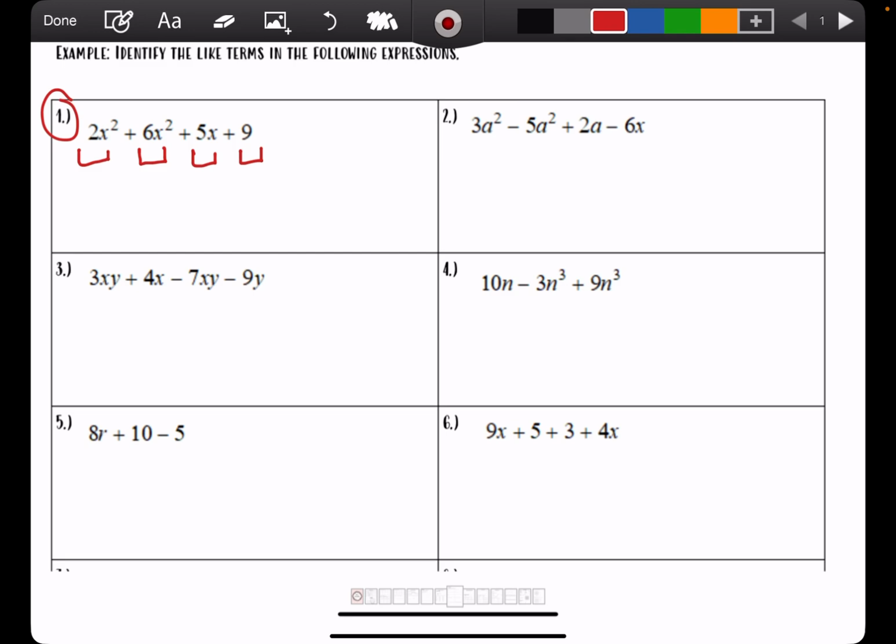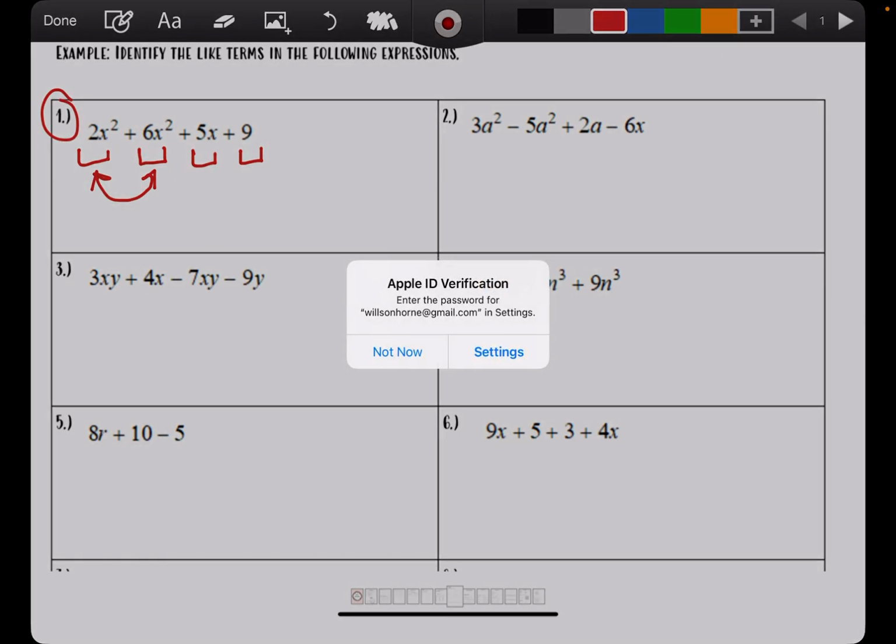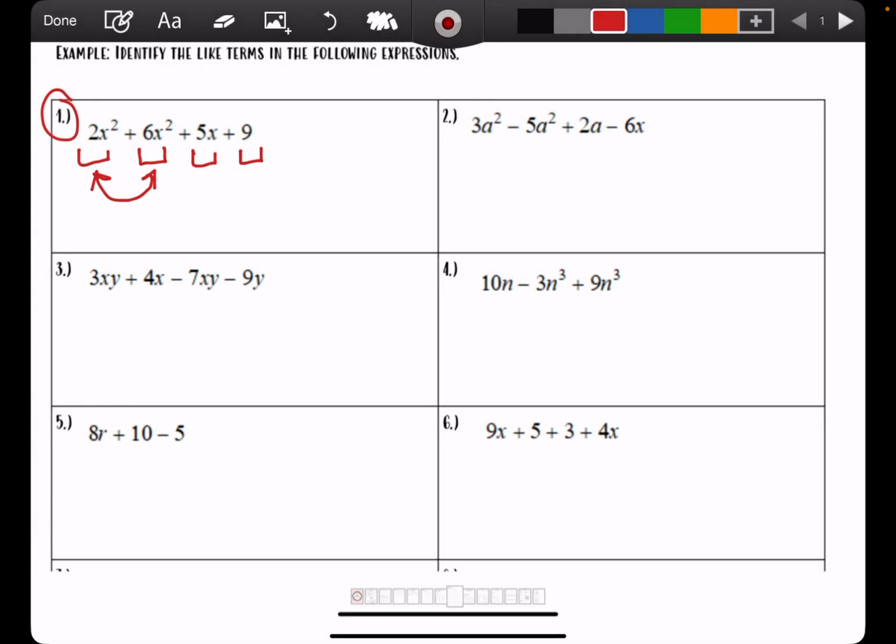So I have 2x squared and 6x squared. These two are like terms because they have the variable x, and they have the same exponent of 2 as well. That's important. Now you might think, wait a minute, they have different coefficients. The first term has a coefficient of 2, and the second one has a coefficient of 6. So how can they be alike? Well, as long as they share the same variable and that variable has the same exponent, then they are considered like terms. So even if the coefficients are different, they're still like terms.